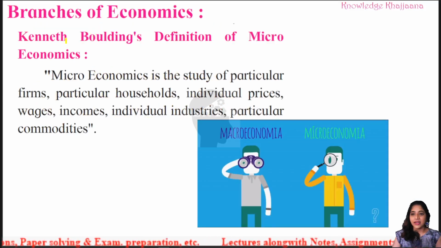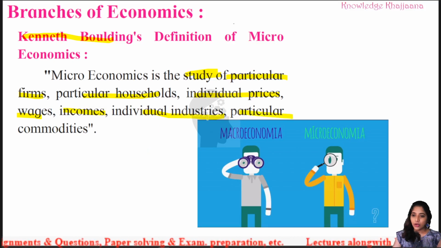There are different branches of economics. Now according to Kenneth Boulding's definition, who is one of the economists, microeconomics is the study of particular firms, particular households, individual prices, individual wages, individual incomes, individual industries, particular commodities. All these particular or specific or individual things are variables because their behavior varies from one to another. So all this we are going to learn individually under microeconomics.